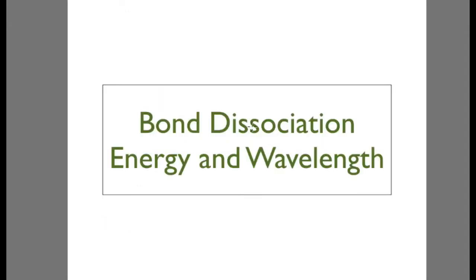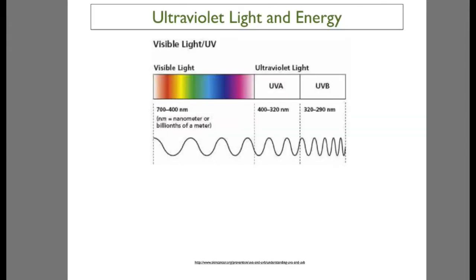Bond dissociation, energy and wavelength. Here we have the ultraviolet light. UVA is between 400 and 320 nanometers. UVB between 320 and 290 nanometers wavelength.